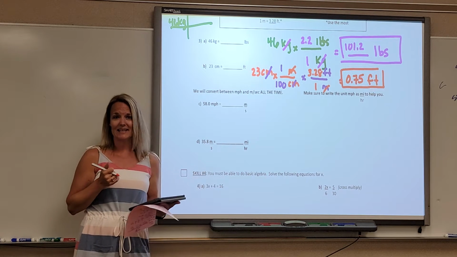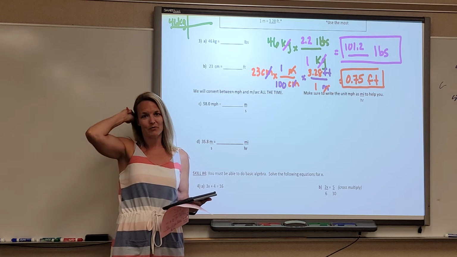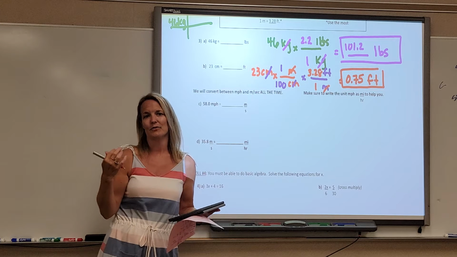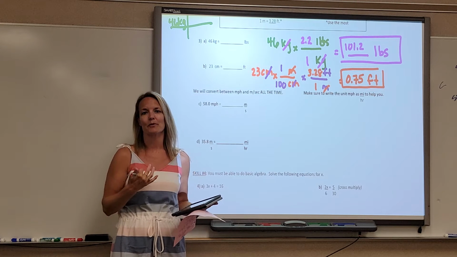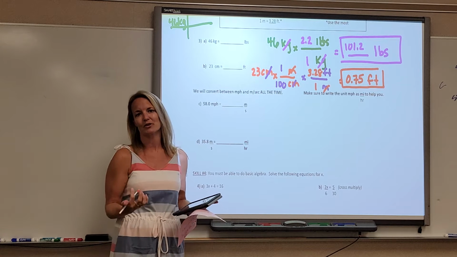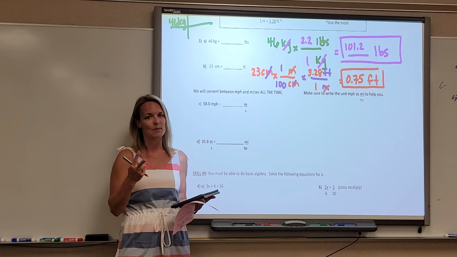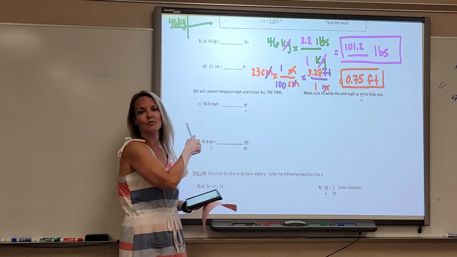For part C and D, we have to be able to convert between our unit of speed and velocity, which is miles per hour in the English system. We have to be able to get into the metric system, which is meters per second. It's a 2-step conversion, similar to what we just did right here.